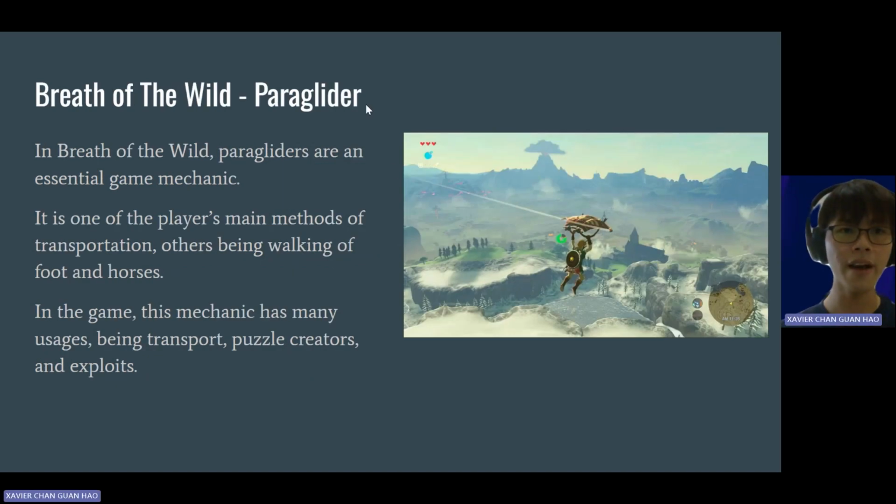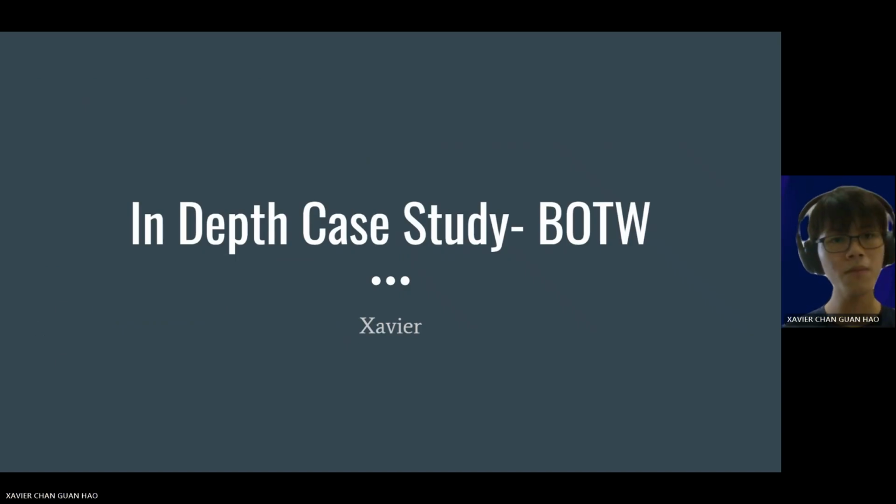Next, we finally have Breath of the Wild, which features paraglider as its flight mechanic. Paragliders in Breath of the Wild is one of the player's main modes of transportation alongside walking on foot as well as horses. In this game, this mechanic has many usages, some examples being transport, puzzles, and exploit. I will go more in depth on Breath of the Wild now.